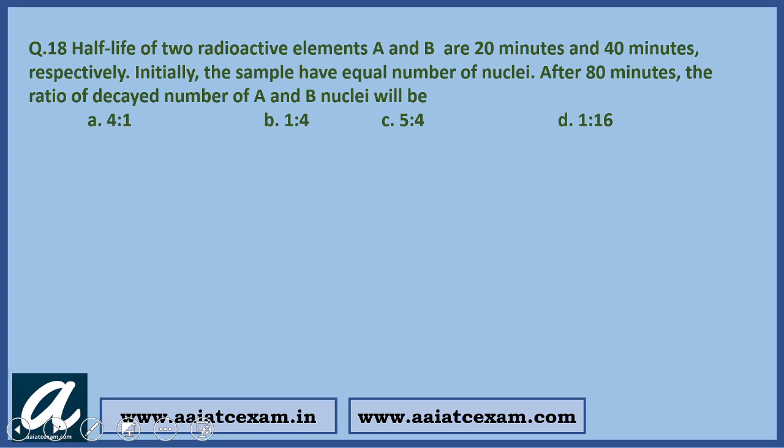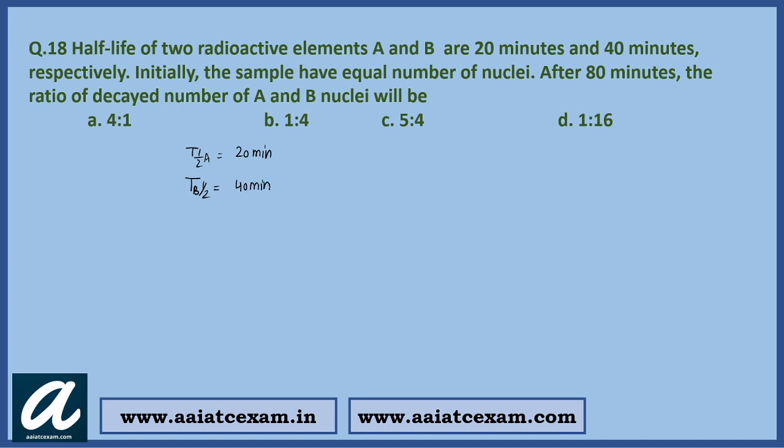Question number 18 is there, students. The half-lives of the two radioactive elements A and B are 20 minutes and 40 minutes respectively. So half-life for A should be equal to 20 minutes, and half-life for B should be equal to 40 minutes.